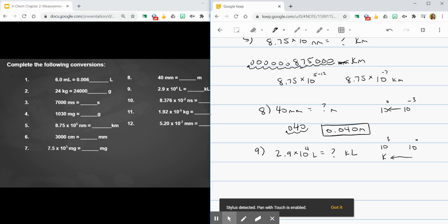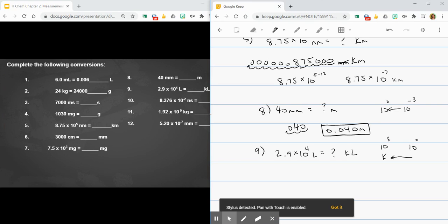I'm going to do it kind of the long way just to help explain it a little better, which is, let's take this out of scientific notation, so then I can just move the decimal around. So I have 2.9 times 10 to the fourth. Let's rewrite it in its standard notation. So I'm going to undo this by moving the exponent 4 places.